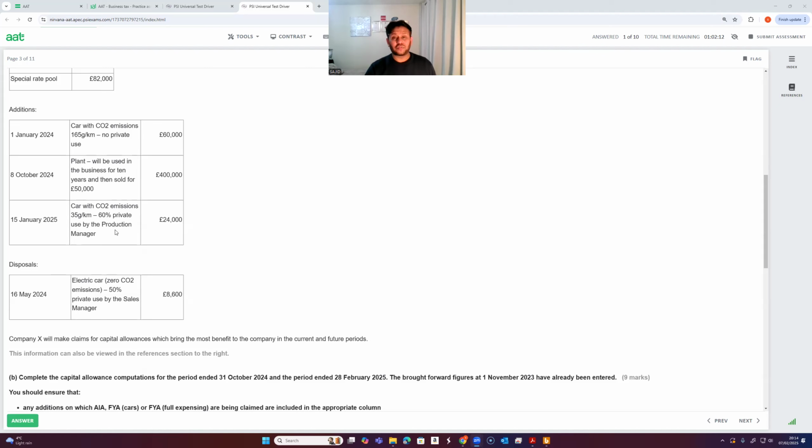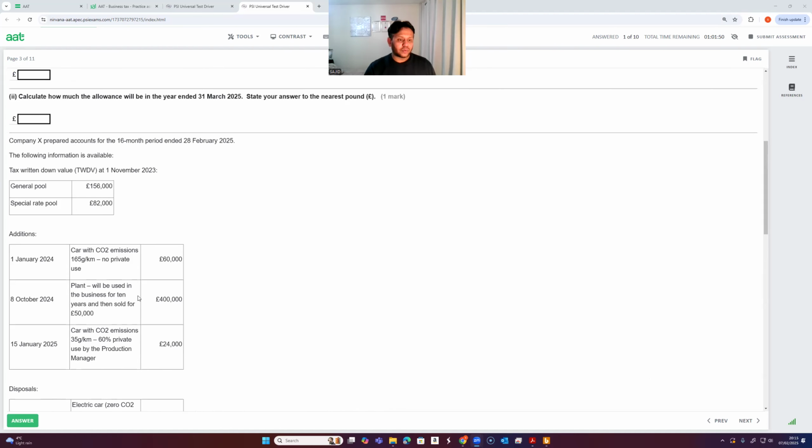You really don't have to follow the owner the way we did before for the private use column. So you really don't need to use the private asset use column for the company at all. All right, so we have electric car disposal. Only one car is sold. So electric car, CO2, 50, private use by the sales manager.